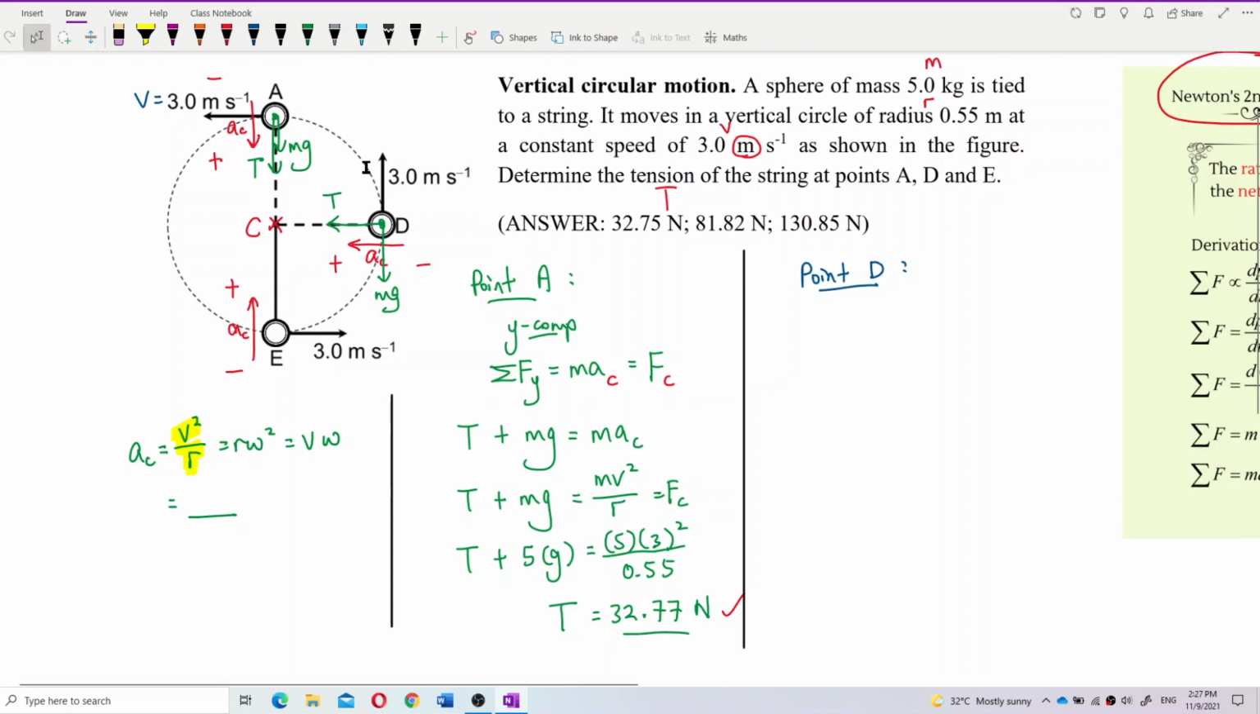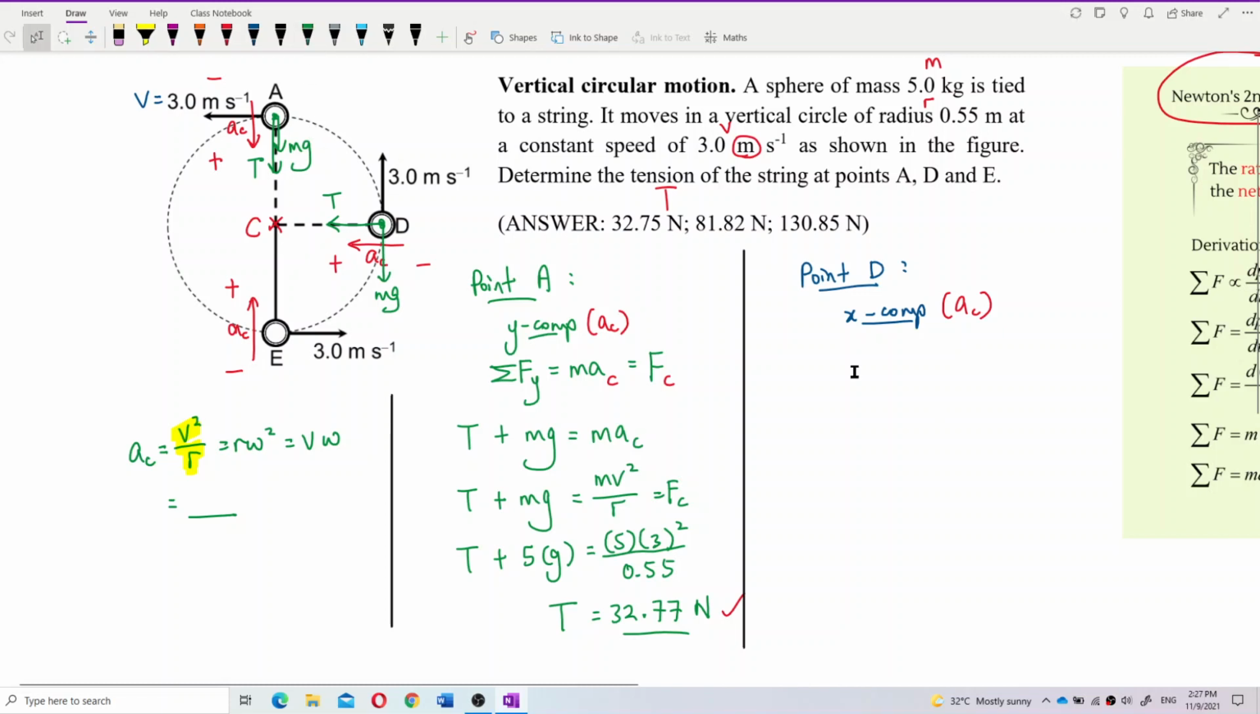To consider which component to use, we look at where the AC is. Our AC is in the x component for point D, so we use the x component, because there we can find our centripetal acceleration. Last time, for point A, we used the y component because the centripetal acceleration was in the y component. Now for point D we use the x component.